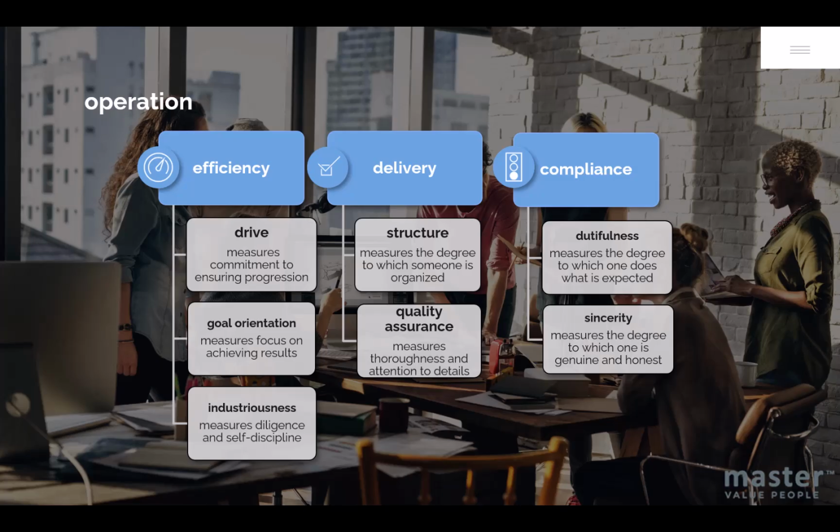The middle dimension is delivery, measured by the aspects structure and quality assurance. Structure measures the degree to which someone is organized, orderliness and planning. Generally, a high score here is advantageous, particularly in roles involving law compliance or preparing for critical tasks, such as setting up instruments for a surgery. Certain industries, such as medicine and life science, may also place extra importance on high scores in structure.